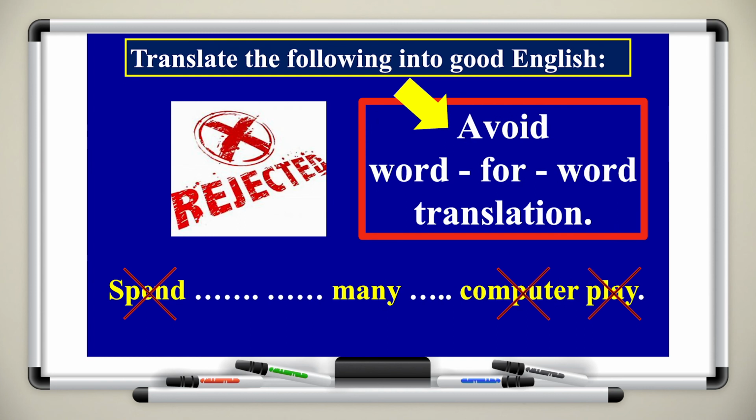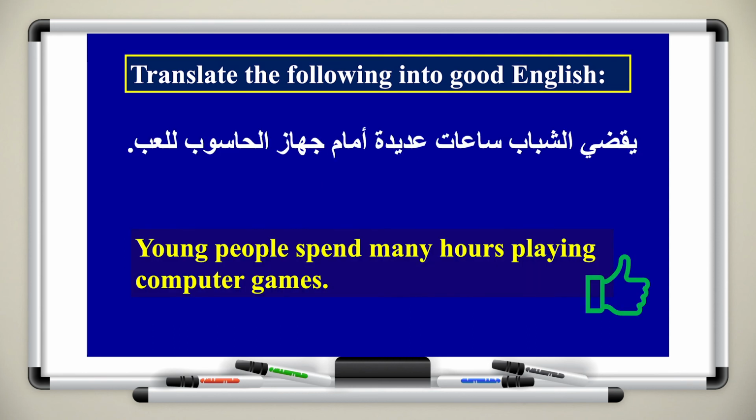Because we translated word for word for the word computer, play, and spend, we have a sentence that does not make sense. Now, if you look at this translation, young people spend many hours playing computer games. This translation is a perfect one. The reason is because we translated meanings, not word for word, and we've also made sure that the sentence itself or the translation makes sense.